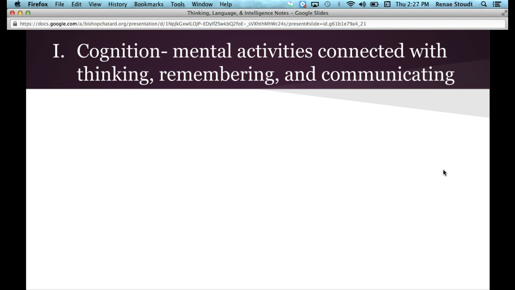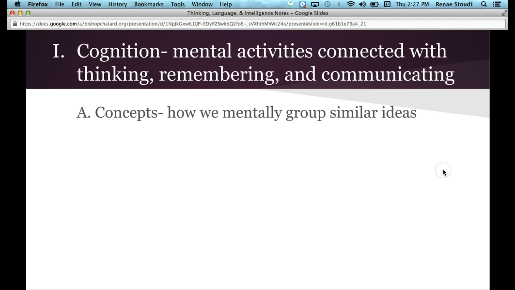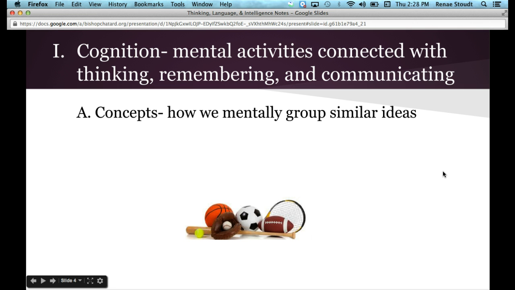Now, first, before we go in and talk about any of those things, we have to talk about how we organize our thinking. Our thinking is organized by concepts. So we organize our thinking by grouping similar ideas together. For example, we could talk about sports. Sports is a concept. It's a general broad umbrella, if you will. Within the concept of sports, obviously, we have different types of sports: basketball, baseball, softball, football, tennis, all these different things that are within that one concept of sports.